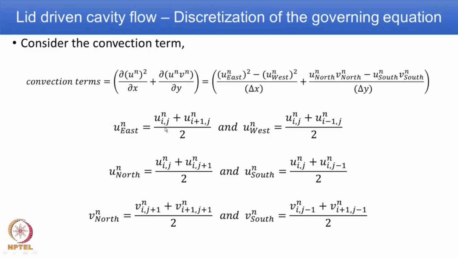So, u at east is u i comma j plus u i plus 1 comma j divided by 2. Similarly, for u at west, u at north and u at south, and for v also we follow the same, and that is from the j direction. So, v at i j plus 1 and v at i plus 1 j plus 1 divided by 2. Similarly, v at south, v at i j minus 1, v at i plus 1 j minus 1 by 2. We explained all this in detail when we did the finite volume formulation for the convection term.